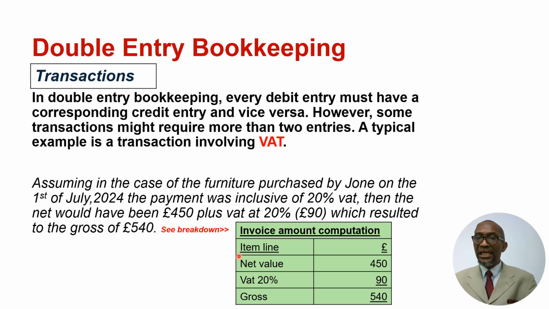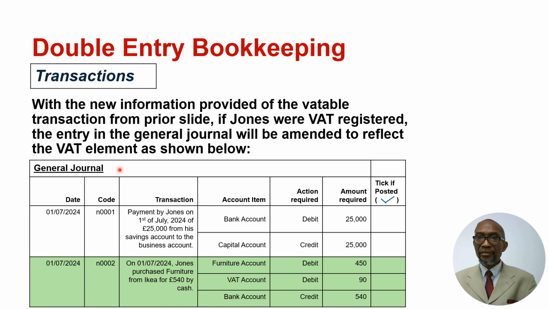This is the breakdown here. The item line net value is 450, VAT at 20% is 90. Add these two together, and it gives you the gross amount, which is 540. Now we need to take that VAT into account and recompute and enter this transaction the way it should appear in the general journal. That's why I've highlighted in gray the relevant area here.